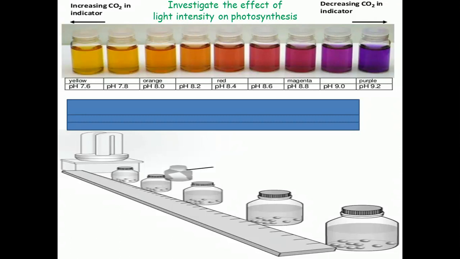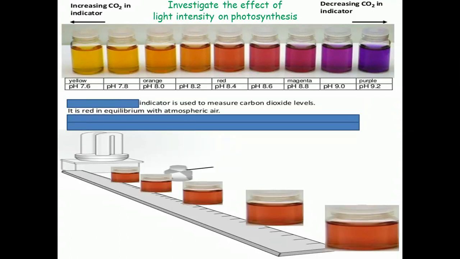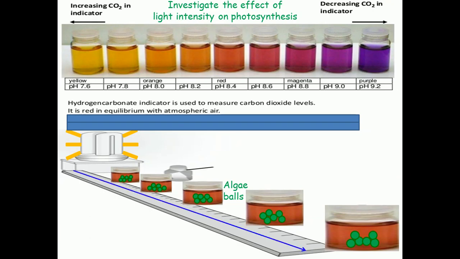So we can use that idea when investigating the effect of light intensity on photosynthesis. So first you have a solution that you can use to measure the amount of carbon dioxide there is, and that indicator is hydrogen carbonate. You place algae balls in the hydrogen carbonate indicator solution, and then you have a light where the algae balls are at varying distances away from the light source.